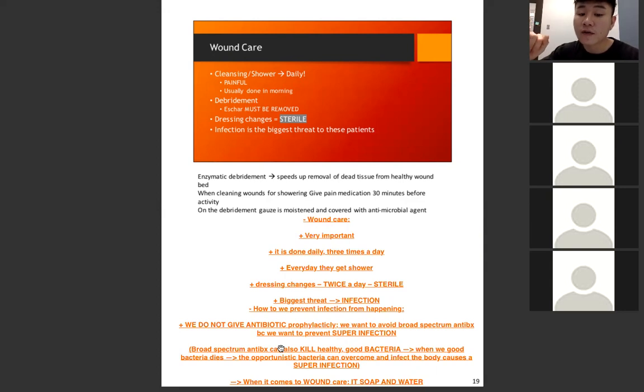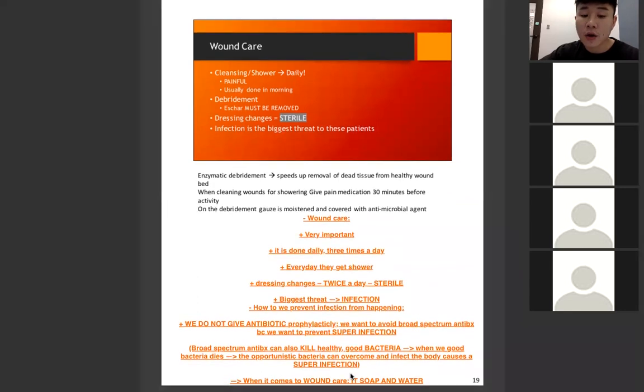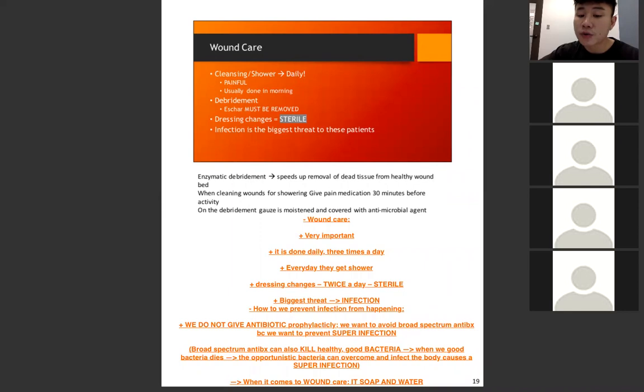We do not give them antibiotic prophylactically just because they are immunocompromised or they are at risk for infection. Broad-spectrum antibiotic can also kill healthy good bacteria, and when good bacteria die, the opportunistic bacteria can overcome and infect the body, causing super infection. When it comes to wound care, we do soap and water.